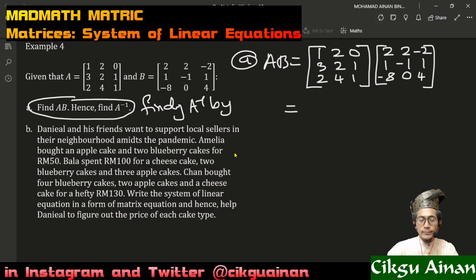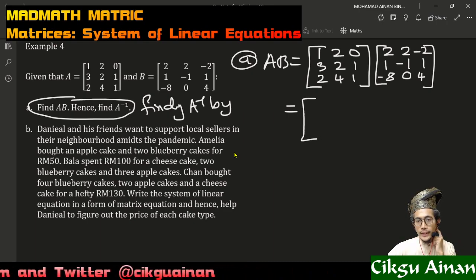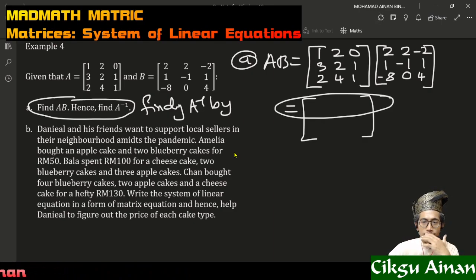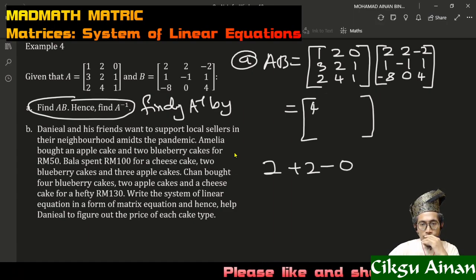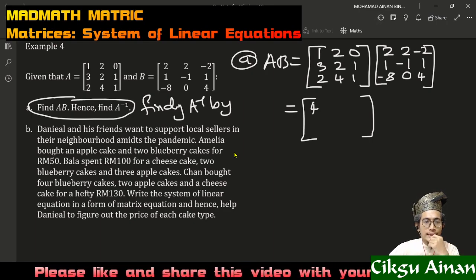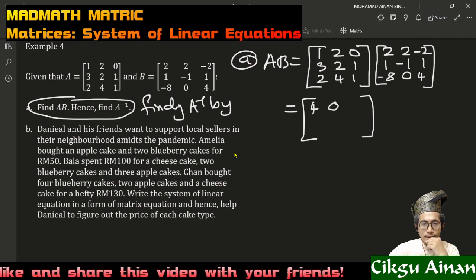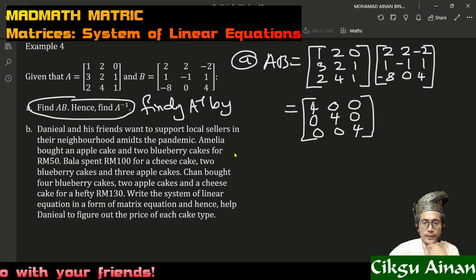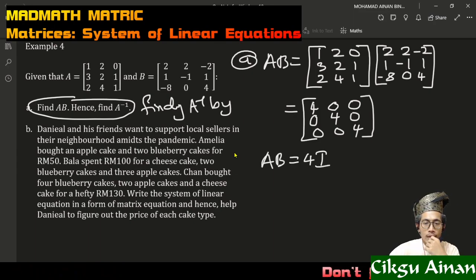Okay, and then we calculate. This one we just get the first row only. How to get the first row? It's 2 plus 2 minus 0, so it's 4. It's 4 over here. And then the rest we know what the answer is already. It's 0, 0. Over here, 4, 0, 0, 0, 0, 4. Done already. Now, from here, we know AB is 4I.